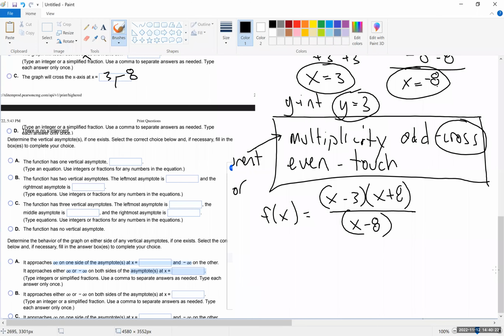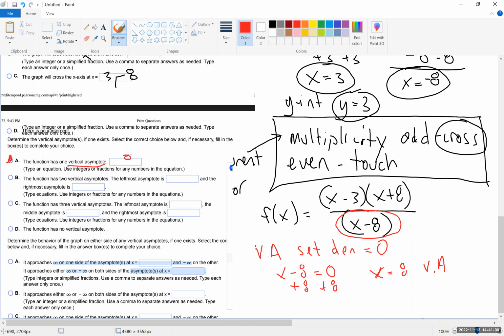All right, so now we're going to do the same exact thing, but with the asymptotes. The asymptote here is the problem with the domain. So anytime you want a vertical asymptote, you set the denominator equal to 0. So here we're going to have x minus 8 equals 0. Add 8, add 8. x equals 8 is the vertical asymptote. So when it says the function has one vertical asymptote, that's the one we select, and the vertical asymptote is at 8.